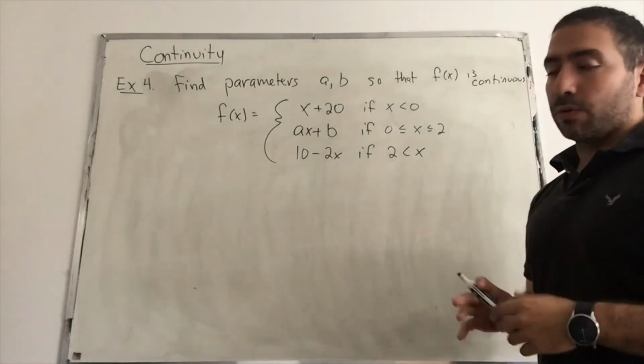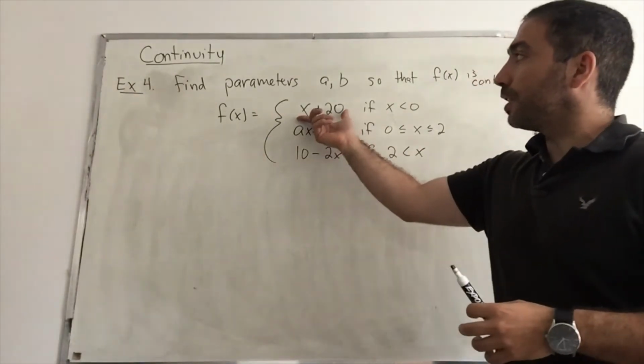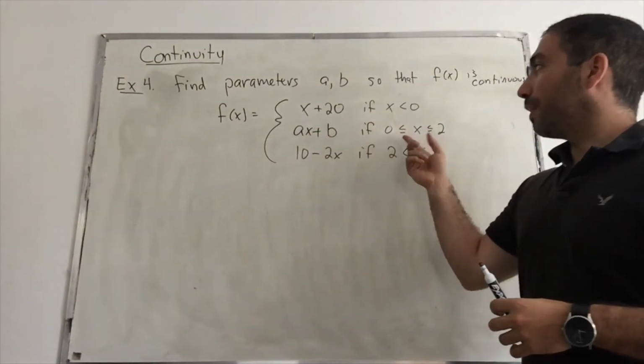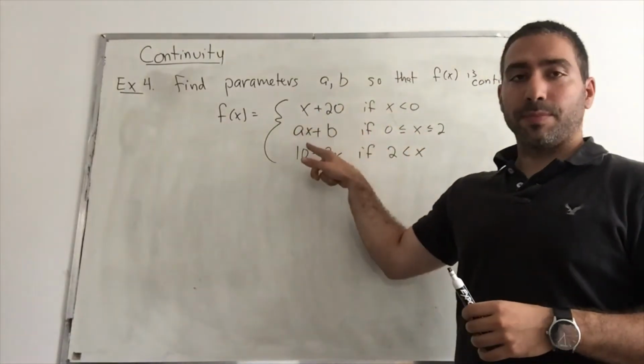So really the only issue that we have here is to ensure that when we stop using this function here at 0, when we continue with this function here, ax plus b, we have to ensure that it ends up being at the same spot.